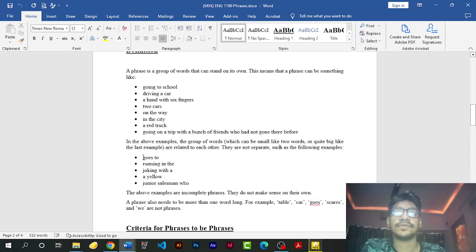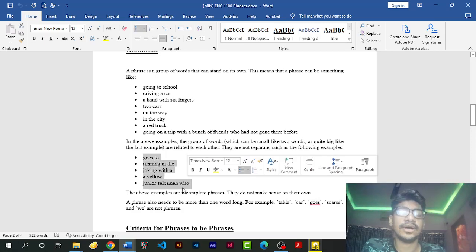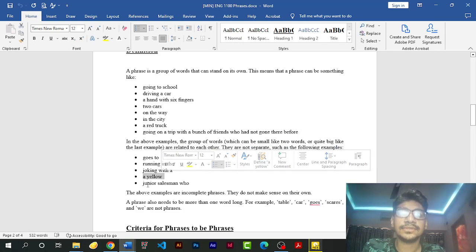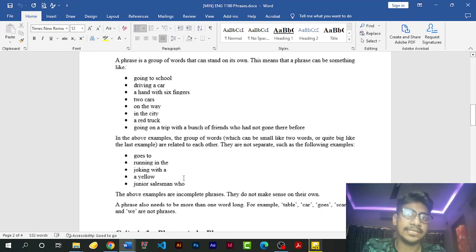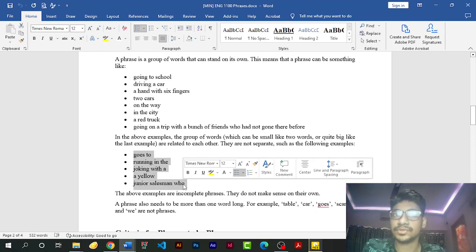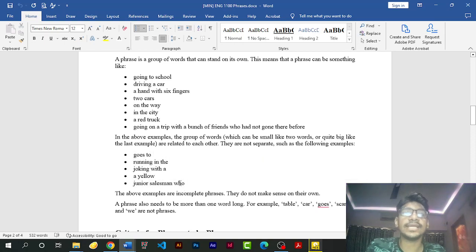Okay, so the second list you can see on the screen. These are examples of words that do not, I repeat, that do not form phrases. So examples: goes to, running in the, joking with a yellow, junior salesman who. I think you guys get it, because these are at least 2 words, but they are not called phrases. Why? Because they are incomplete, because they do not make sense on their own.